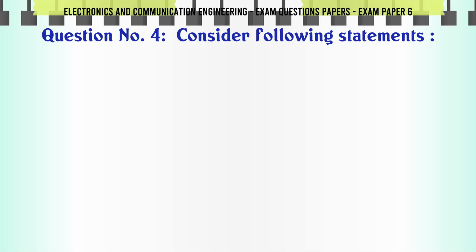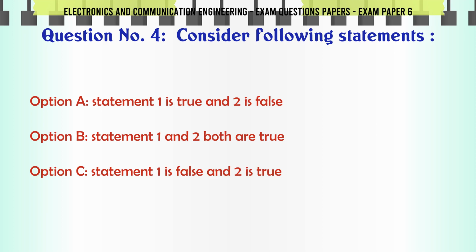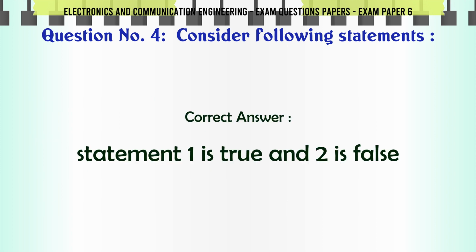Consider the following statements. A. Statement 1 is true and 2 is false. B. Statement 1 and 2 both are true. C. Statement 1 is false and 2 is true. D. Statement 1 and 2 both are false. The correct answer is: Statement 1 is true and 2 is false.